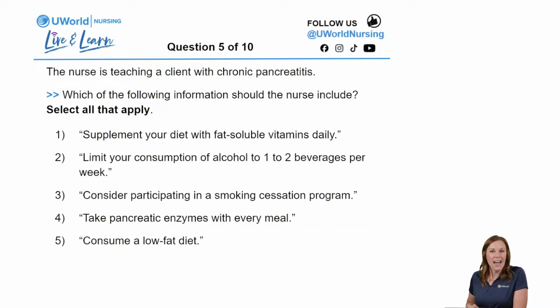Okay, question 5, halfway mark. The nurse is teaching a client with chronic pancreatitis. Which of the following information should the nurse include? Select all that apply. Option 1, supplement your diet with fat-soluble vitamins daily. Option 2, limit your consumption of alcohol to 1 to 2 beverages per week. Option 3, consider participating in a smoking cessation program. Option 4, take pancreatic enzymes with every meal. Option 5, consume a low-fat diet.